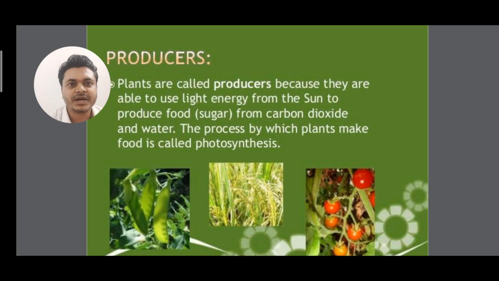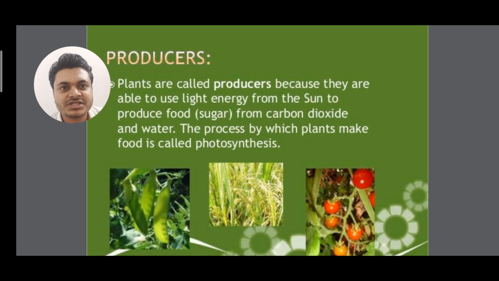Next, what is a producer? Clear? Just now I've discussed. Producers means those who prepare food by themselves, like plants, isn't it? So plants are called producers. Plants are called producers because they are able to use light energy from the sun to produce food like sugar. From carbon dioxide and water they produce food in the form of sugar. So we know the reaction of photosynthesis, carbon dioxide plus water.